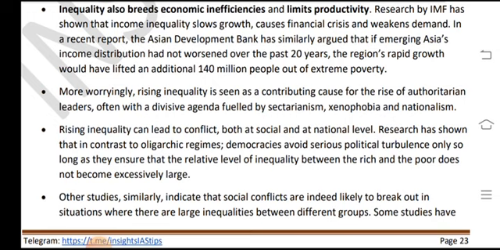The report says that equitable growth would have lifted an additional 140 million people out of extreme poverty. More worryingly, rising inequality is seen as a contributing cause for the rise of authoritarian leaders, often with divisive agendas fueled by sectarianism, xenophobia and nationalism.